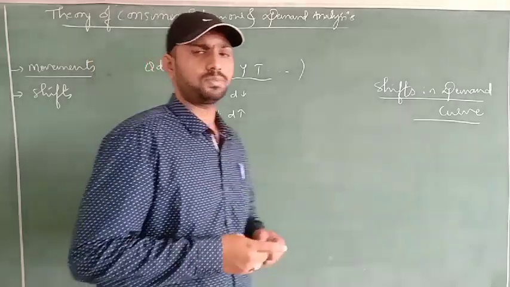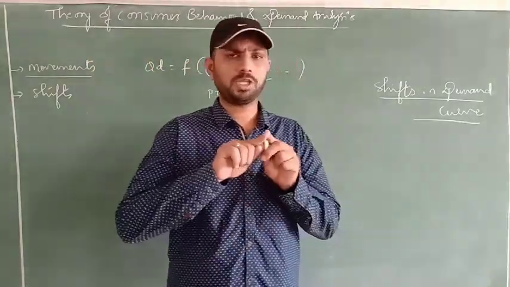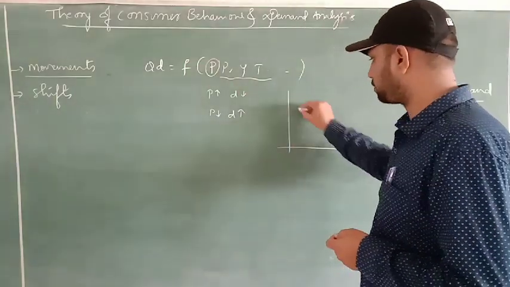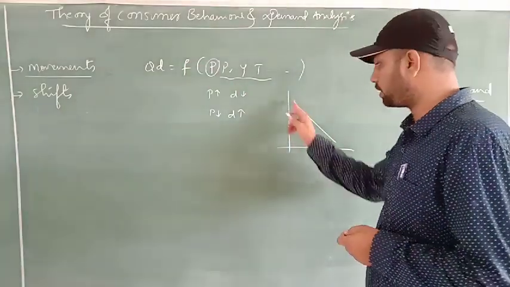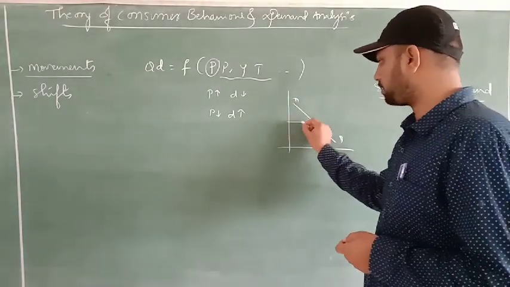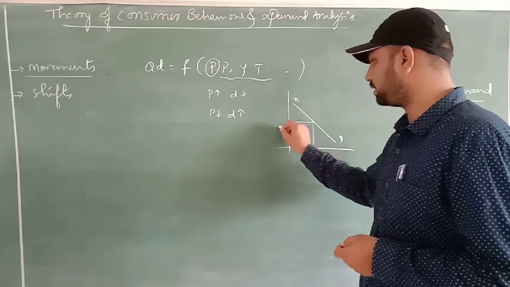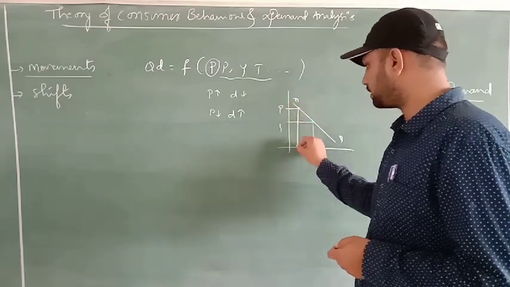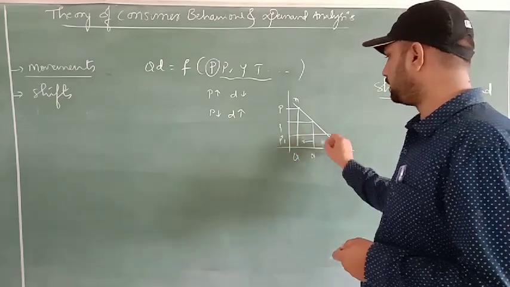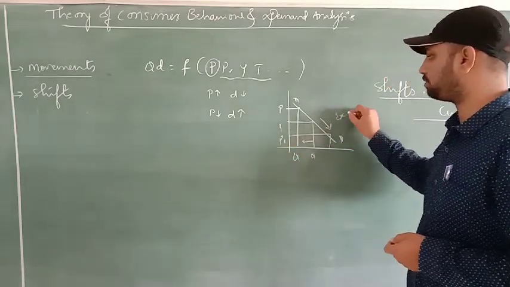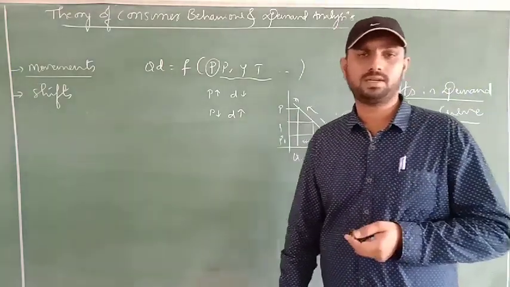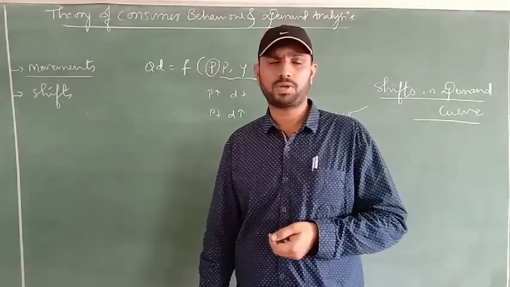But in today's session, we'll discuss not only the movements along the demand curve, which we have understood with a simple diagram of a demand curve moving from left to right downwards. For a particular price, there is a particular quantity demanded. If the price increases, demand decreases. If the price decreases, demand increases. This is called expansion and contraction of the demand curve. We have understood this in the last topic.